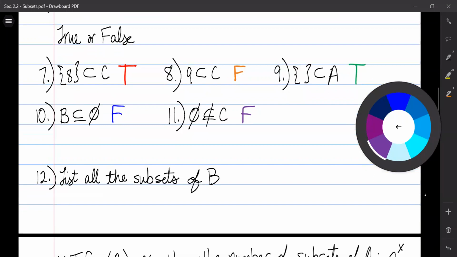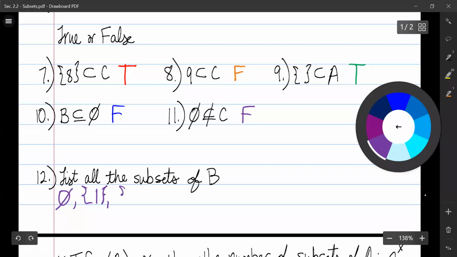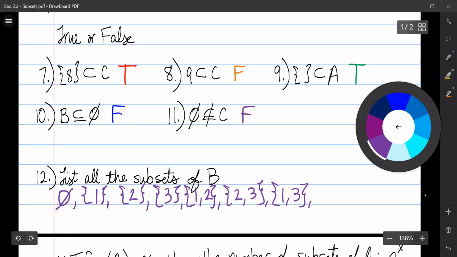Okay, number 12 says list all the subsets of B. So B was 1, 2, and 3. I'll start with the smallest subset, which is always the empty set. And then you have a set containing 1, a set containing 2, a set containing 3, a set containing 1 and 2, a set containing 2 and 3, a set containing 1 and 3, and then the whole thing.